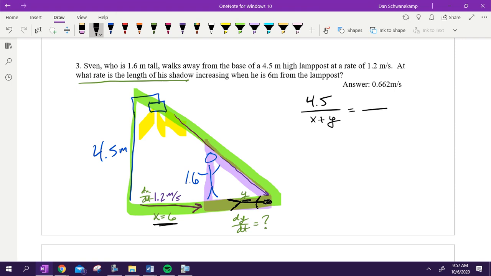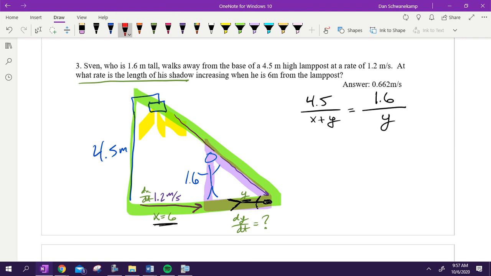That's going to be all equal to this purple triangle. The guy is 1.6 meters, that is in relationship to the 4.5. That's not changing. And the bottom side is the shadow, which would be y. That's my setup. x's and y's are changing. There isn't anything that's constant.